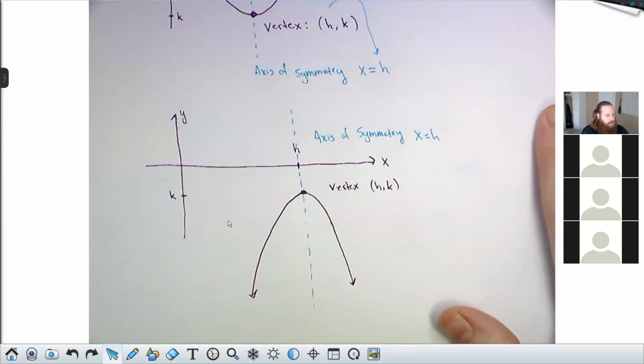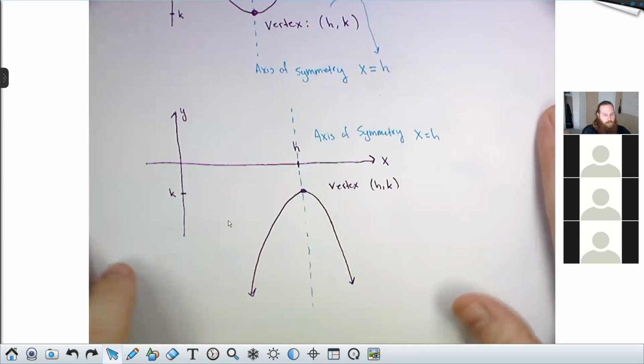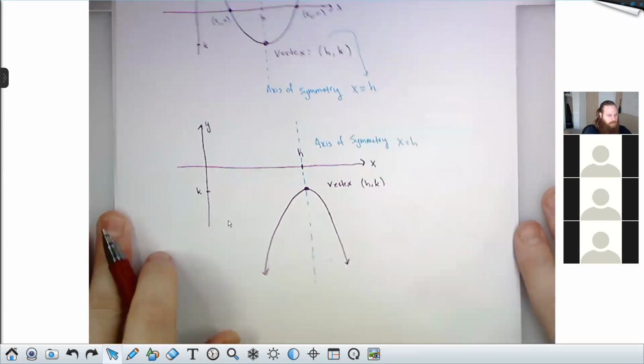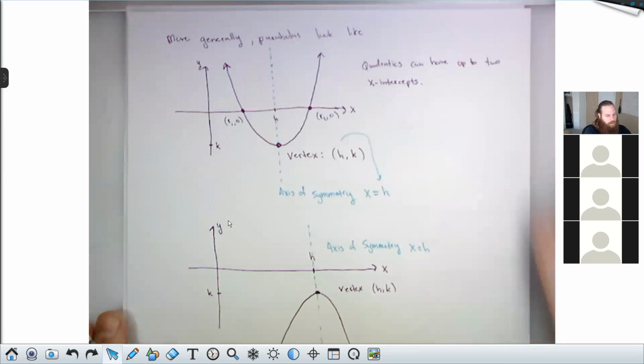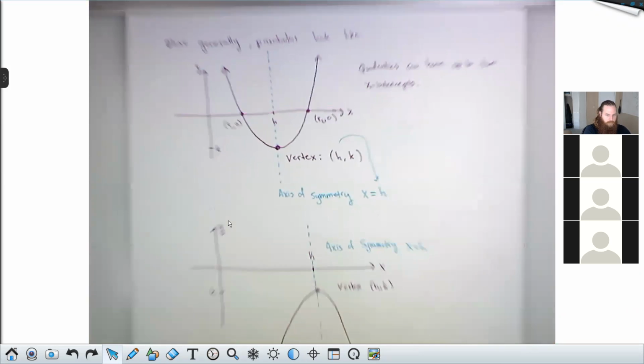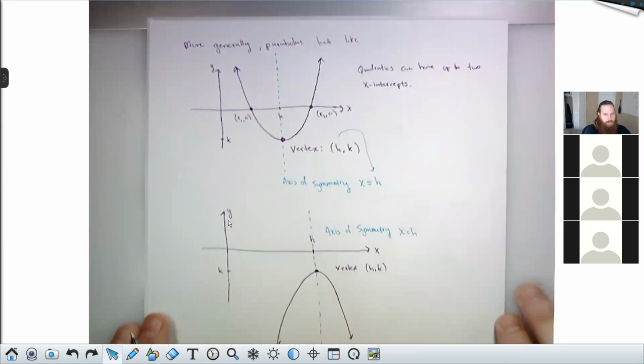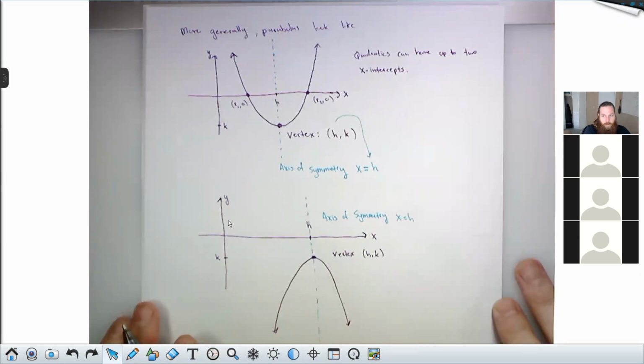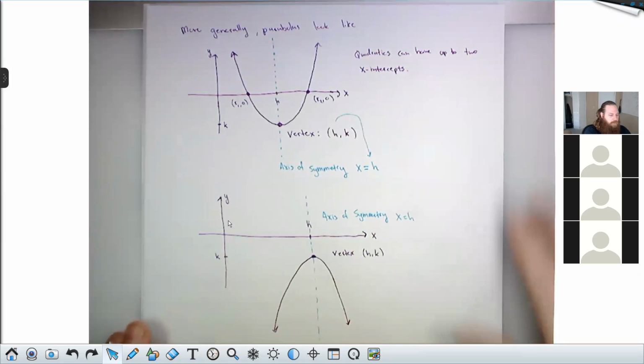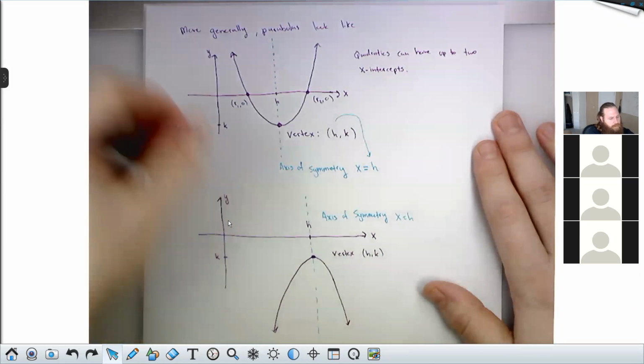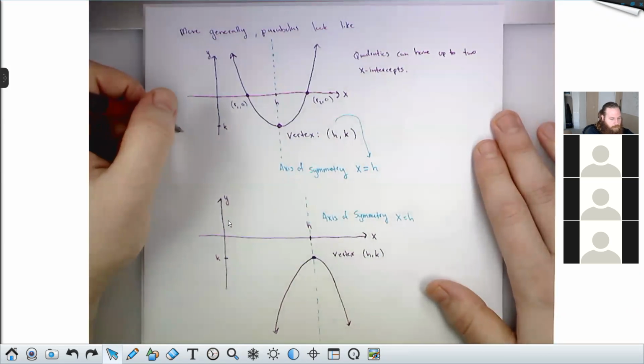The thing I want to highlight here is that this first guy opens up. The second guy opens down. And one of the easiest things to figure out, one of the simplest questions we can ask about these parabolas based on their equations, or based on the formula for the function, is: how can you tell if the parabola opens up or opens down?